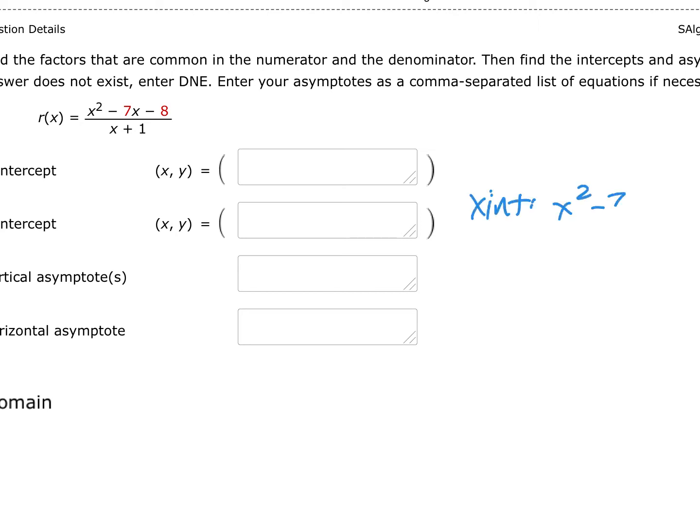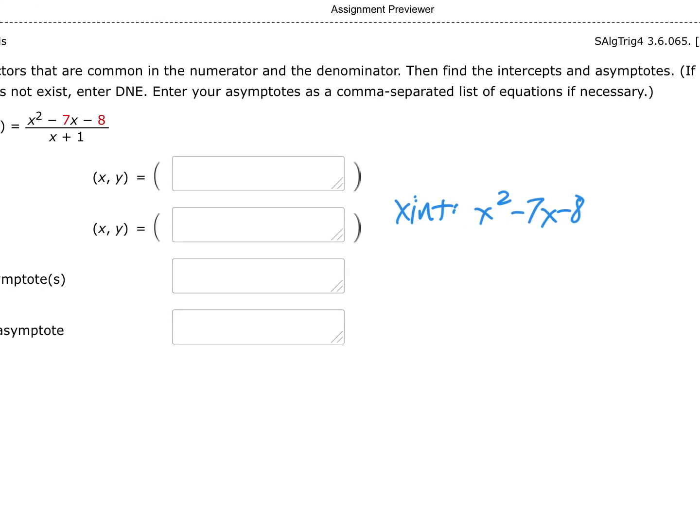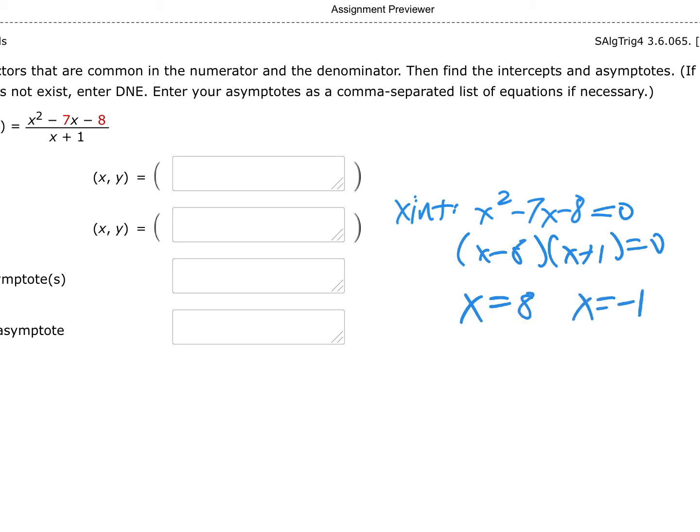X squared minus 7x minus 8 equals 0. So what are the factors? Good. X minus 8. Very good. X plus 1. So I have x equals +8, x equals -1, correct? Am I getting full credit for writing that as my x-intercepts? Got to be an ordered pair. Good. So it's 8, 0, -1, 0. Good job. Yes. Can you put "and" or no? You can. You don't have to. You can put "and," whatever.